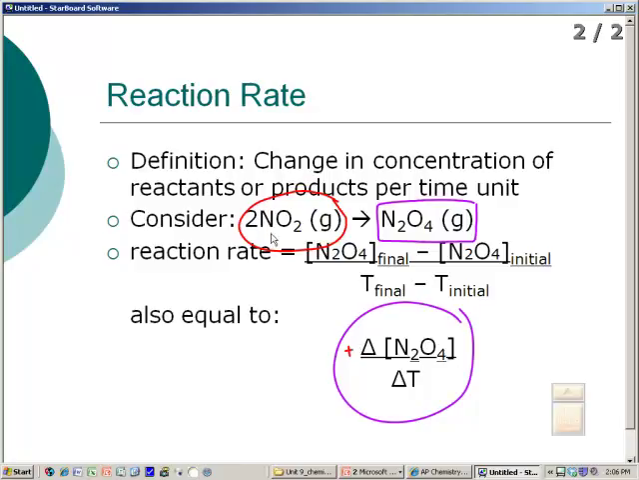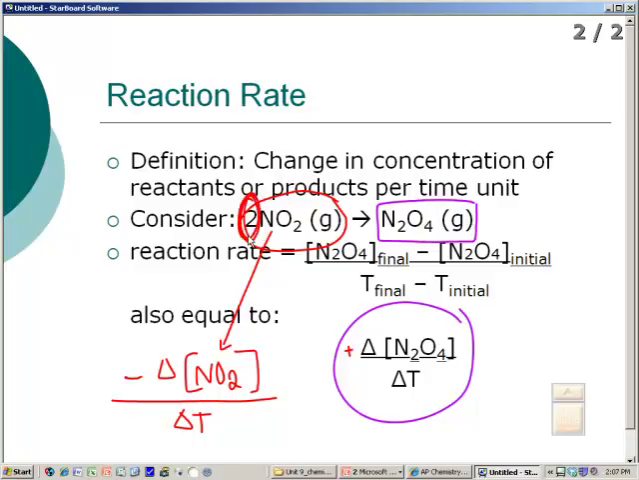So with this one, it's going to be going away, right? So you should make a negative sign. Change in concentration of NO2 over delta T. And also, we'll talk about what this coefficient will do to this reaction rate expression.